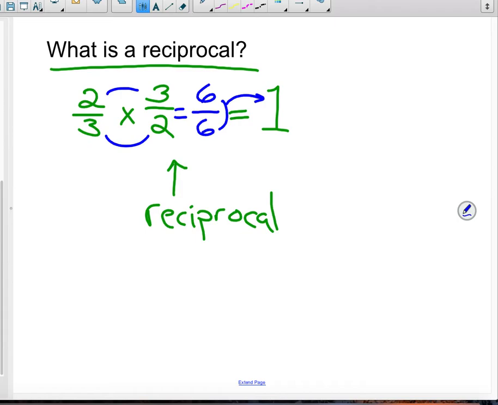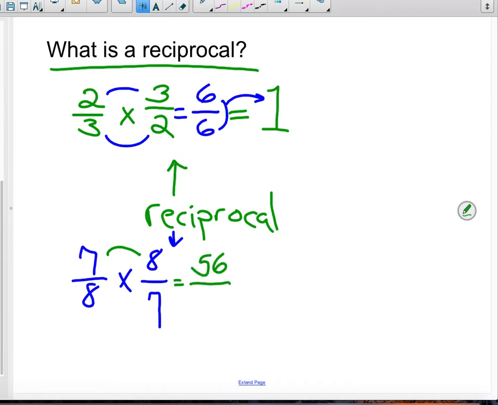So another example would be 7/8. And this will work for any fraction. The reciprocal of 7/8, what do you think it would be? You can write it down if you know. If you don't, here it is. It's 8/7. And again, when we multiply this out, we see that 7 times 8 is 56, 8 times 7 is 56, and 56/56 just equals the whole number 1. So that's what we mean when we talk about a reciprocal.